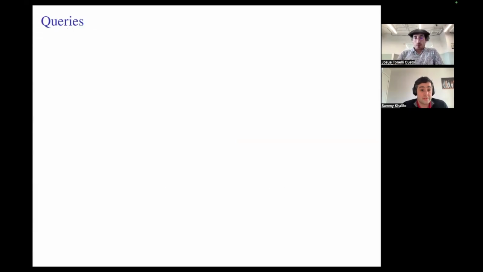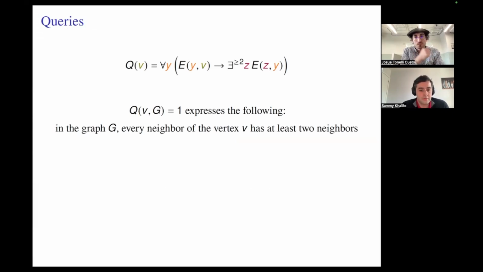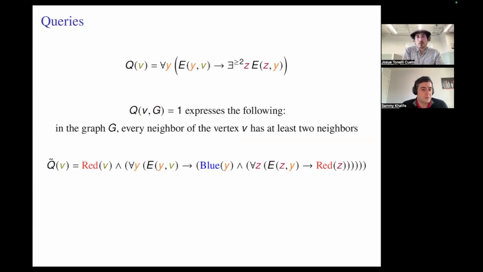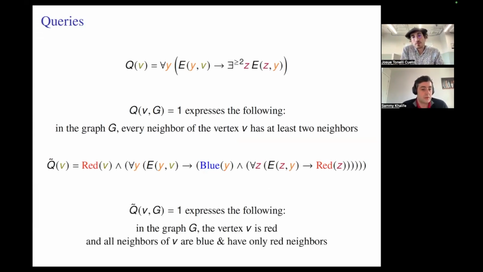In order to answer this question, we need to have a look at the target space formed of queries. For example, the query Q asks whether the vertex V has only neighbors that have degree at least 2. This query can be made a little bit more complicated by adding color attributes, red and blue here, such that Q tilde asks whether the vertex V has color red and has all of its neighbors blue and have only red neighbors. Q and Q tilde take concrete values on graph structures.